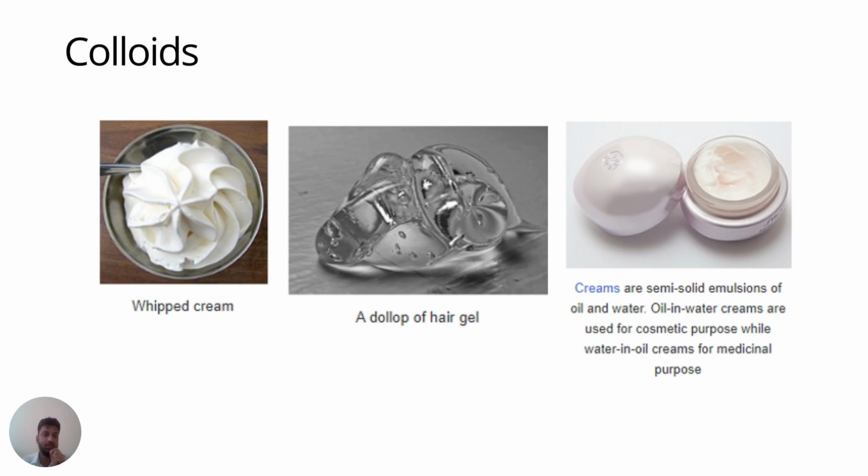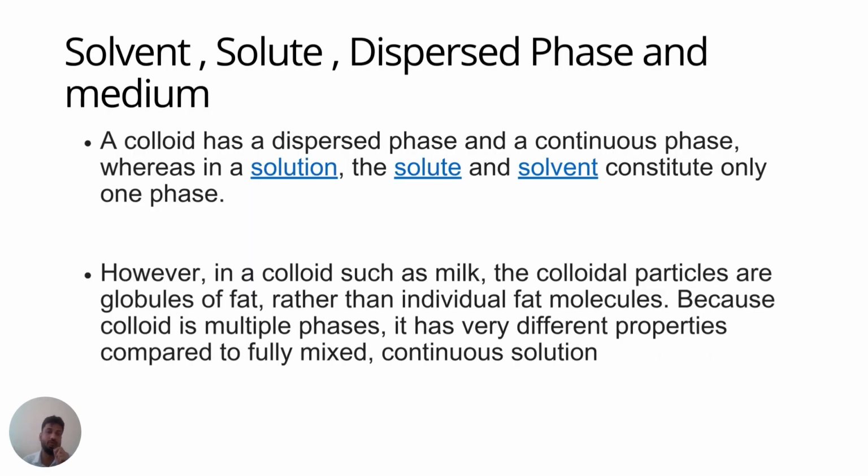Next thing we have is some important terms related to solvent, solute, and colloids. For example, if you are talking about a salt solution, the quantity which is more is called the solvent. The quantity which is less is called the solute. So, salt is the solute in a salt solution, and water is the solvent. Same logic applies to colloids. The quantity which is more in a colloid is called the dispersion medium, and the quantity which is less is called the dispersed phase.